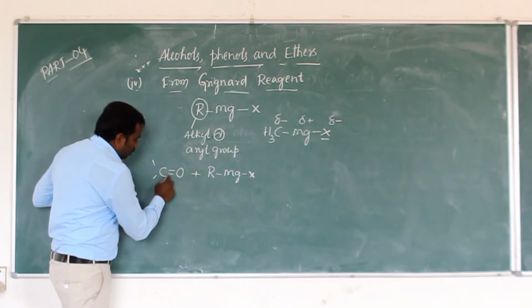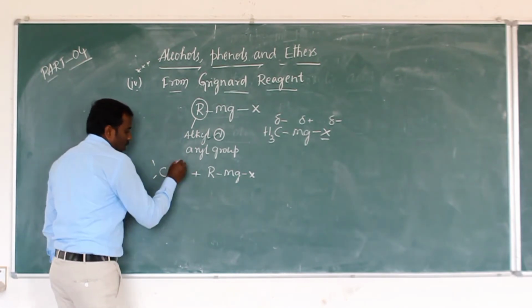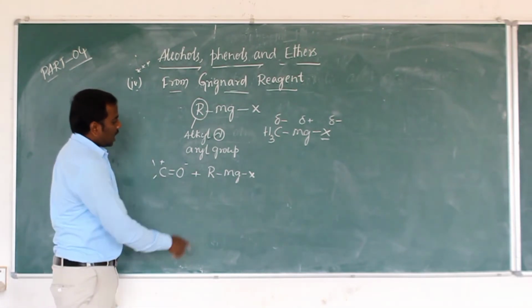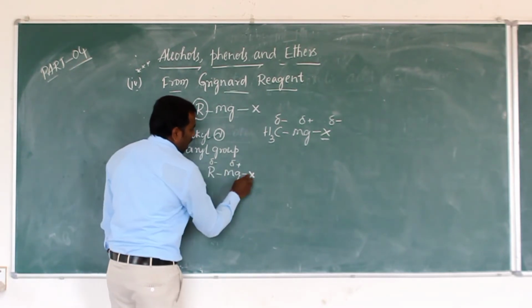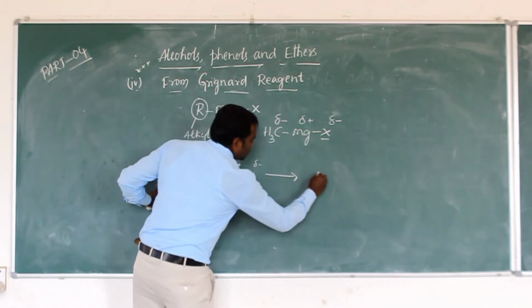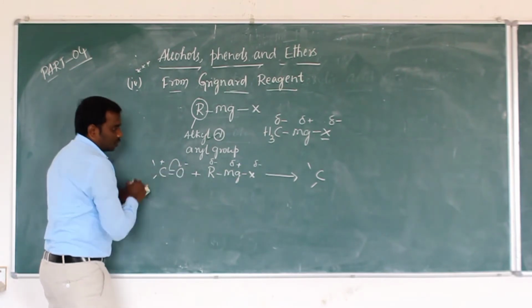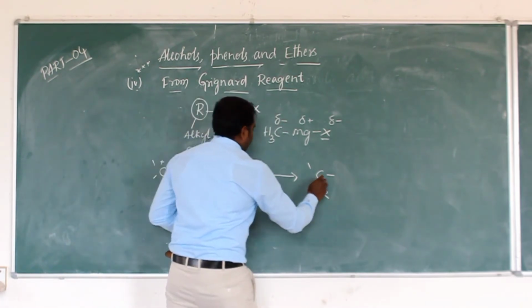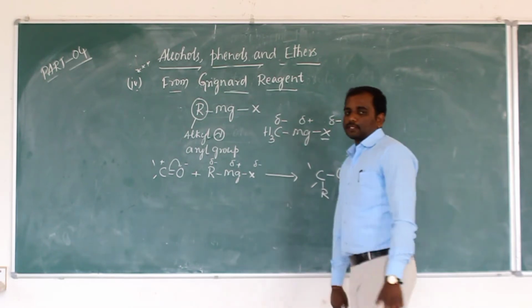Compared to carbon and oxygen, this oxygen is a more electronegative element than the carbon. That's why this oxygen carries a negative charge, and this carbon carries a positive charge. Already you know that in the Grignard reagent, carbon carries partially negative, magnesium carries partially positive, and halide carries partially negative. See what happens here. Once again, this oxygen gains electron from the carbon, so it carries a negative charge. The double bond becomes a single bond, the O is there, and MgX attaches there.